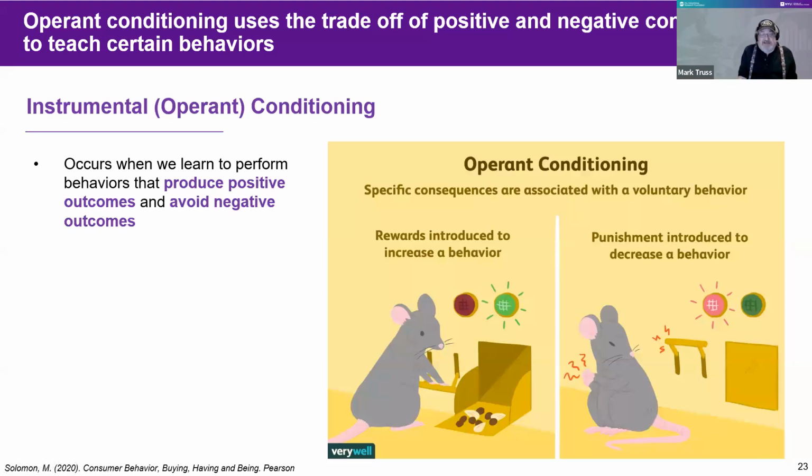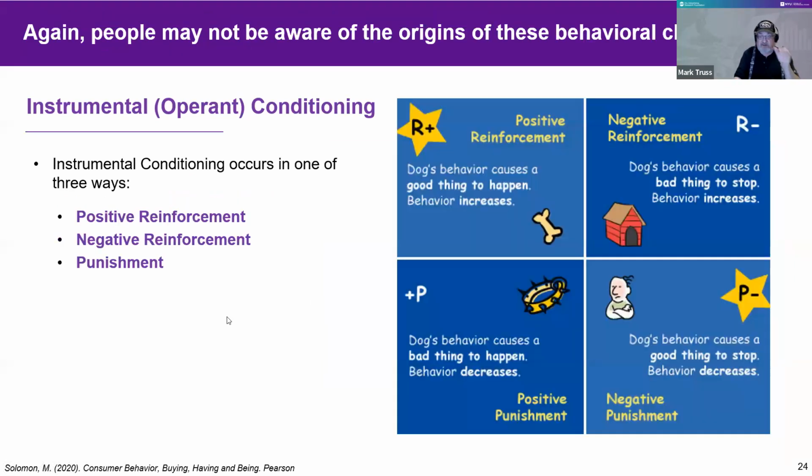Instrumental or operant conditioning occurs when we learn to perform behaviors that produce positive outcomes and avoid negative outcomes, right? This is the classic experiment that was done with mice or rats, and food versus a shock coming out, right? So the rat or the mouse is very much attracted to the food, but wants to try and avoid the pain, right? And instrumental conditioning occurs in one of three ways. There's a positive reinforcement, a negative reinforcement of the behavior we're looking for, and then a punishment for not adhering to what the behavior should be.